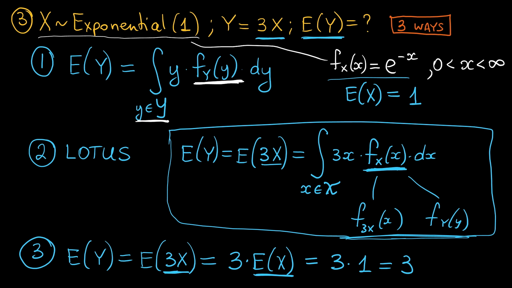But notice that this method 3 applies only when y is a linear function of x. So if we replaced this function here, 3x, with a nonlinear function, let's say minus log of x, now we cannot use the linearity of expectations anymore. Methods 1 and 2 are still in play. 1 is still going too far, and LOTUS will give us exactly what we need in that case. Okay, so these are the 3 ways. Now let's work these out in some detail.